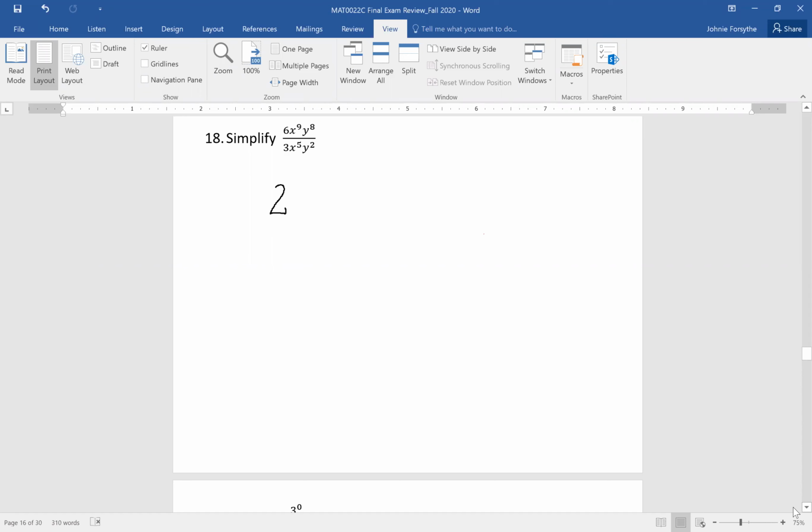Now x to the 9 over x to the 5, I'm going to keep my base, which is x, and I'm going to subtract the exponents. That's going to give me a 4. Same thing here. Keep the base, which is y. 8 minus 2 is 6. That's a freebie for your test.